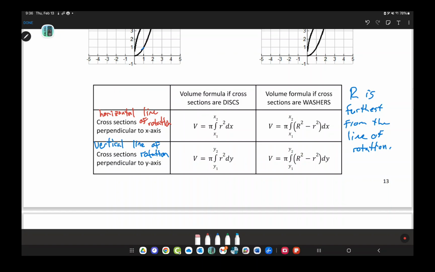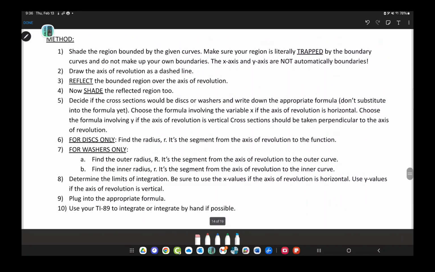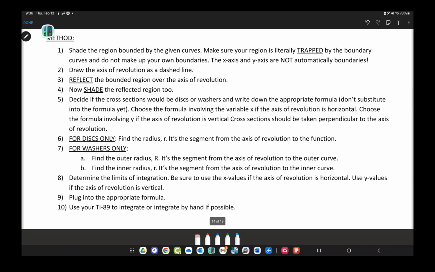All right. So, next page. Here are all the 10 steps to solve this.